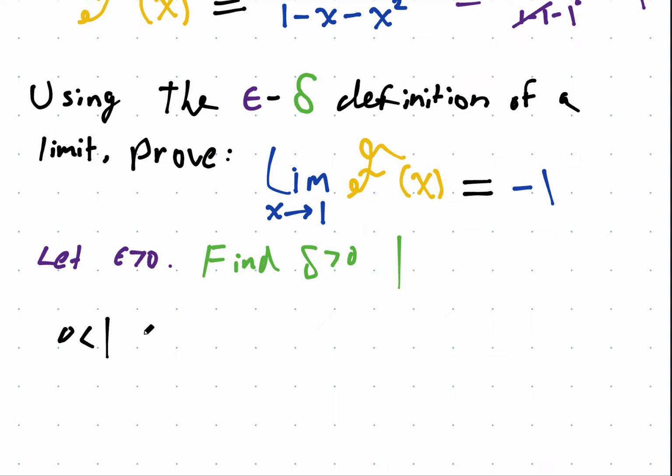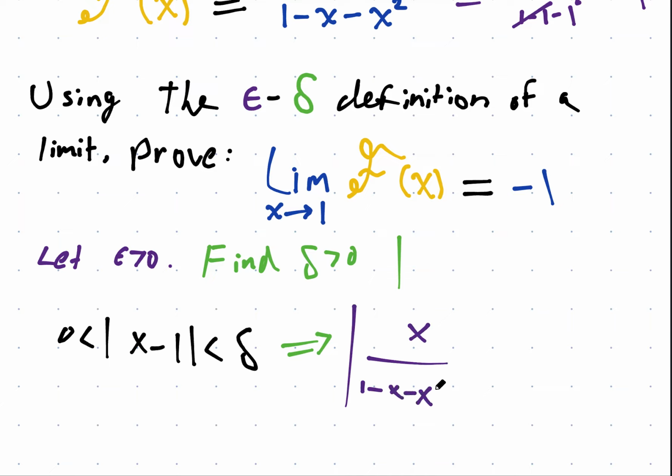We're going to say that the absolute value of x minus 1 is less than delta, which verbally means x is within delta of 1. And that implies that the absolute value of x over 1 minus x squared minus negative 1 will be less than epsilon. Now, of course, this will just become a plus 1, like this.